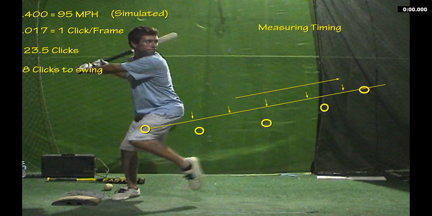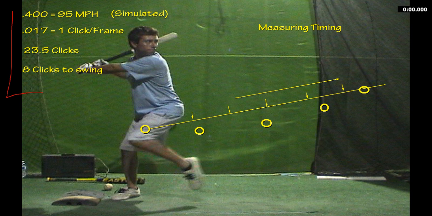Okay, today we're going to talk about measuring timing, and we're going to use effective velocity terms to try to explain it as best I can in the simplest way possible. So let's look in the upper left. We've got a 95 mile an hour fastball equals 0.400 seconds. So 400 milliseconds is how long it takes a 95 mile an hour fastball to get to the hitting area.